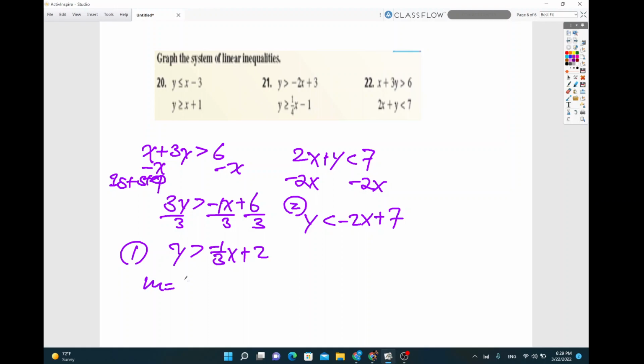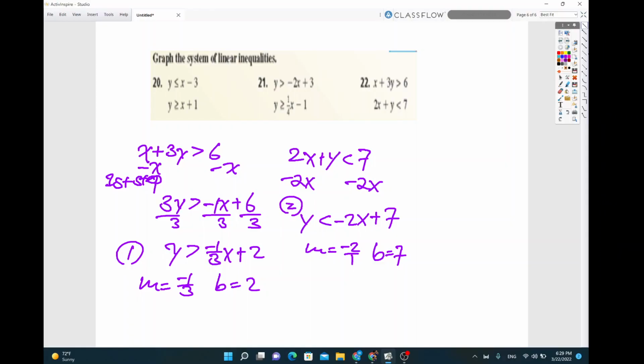So again, define the slope and the y-intercept. The first one, we got negative 1/3, rise over run, and the y-intercept here is 2. Second inequality, we got a slope of negative 2 over 1, and the y-intercept is 7. And then making a graph for the line.